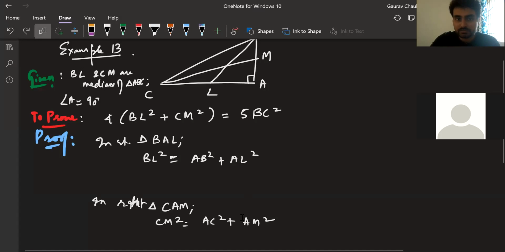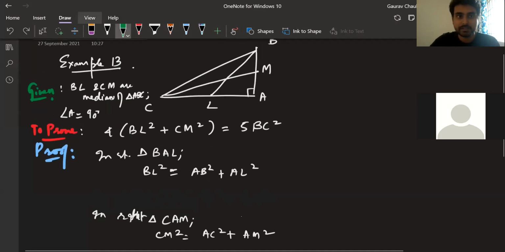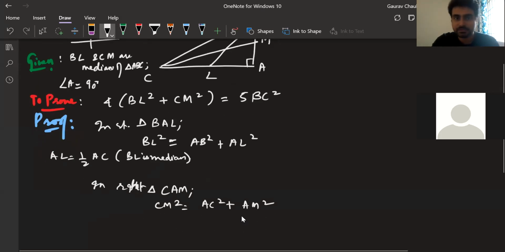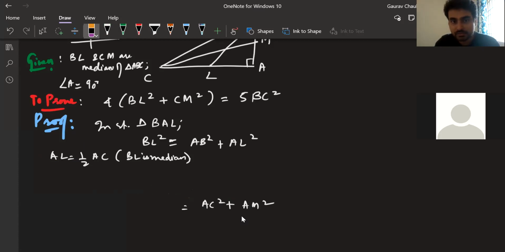So we know, just keeping that in mind, that AL is equal to half AC. Reason is BL is median, correct? BL is median. So I'm just going to write this a little lower. Okay, so these two things.